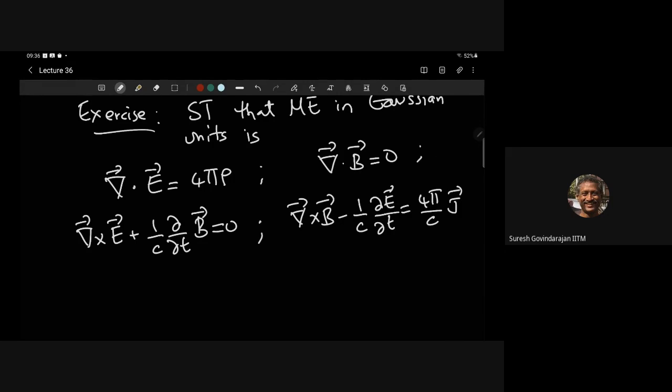Okay, just some observations here. The del operator has dimensions of inverse length. D by dt has inverse time, but 1 by C d by dt has dimensions of inverse length. So in SI units there was one more feature: mu naught and epsilon naught came in various places. What is happening here is that mu naught and epsilon naught disappear, and it shows that Maxwell's equations have only one free parameter, which is C.